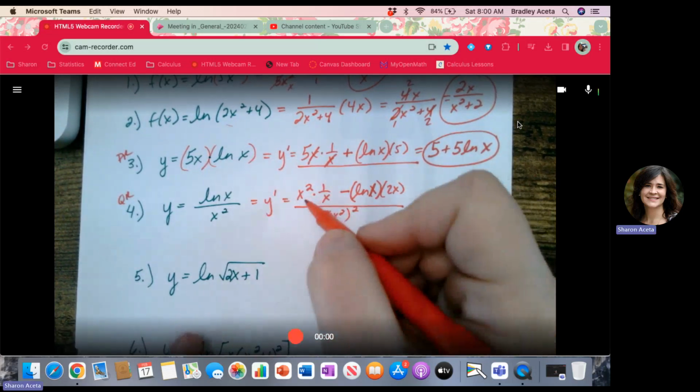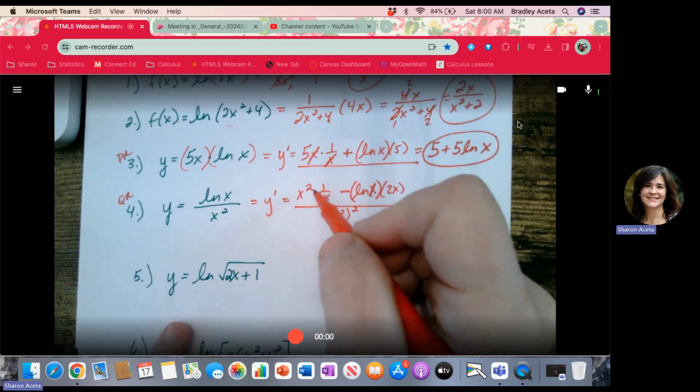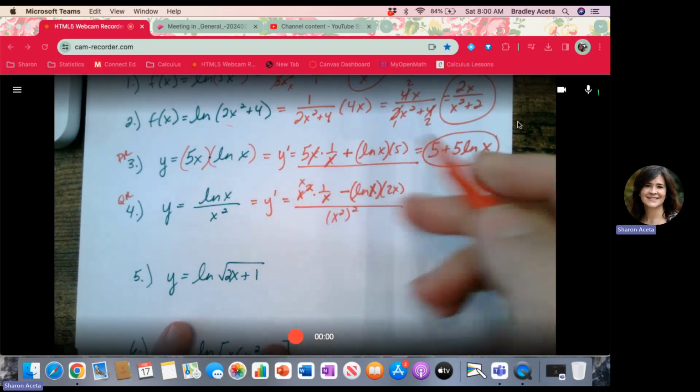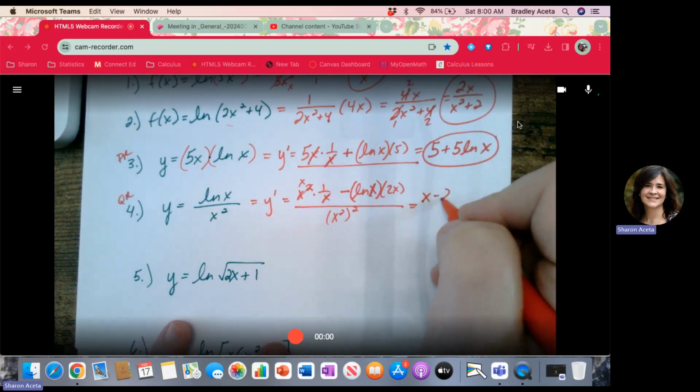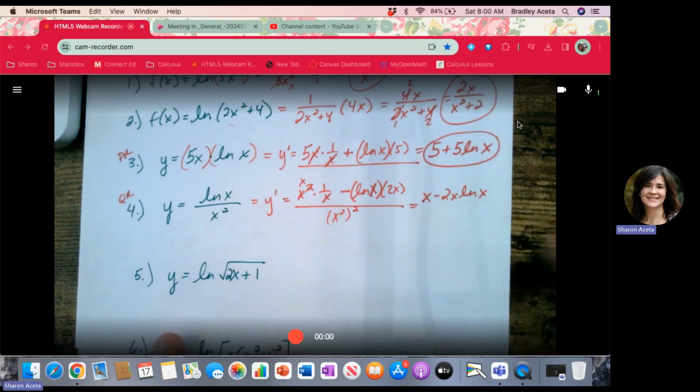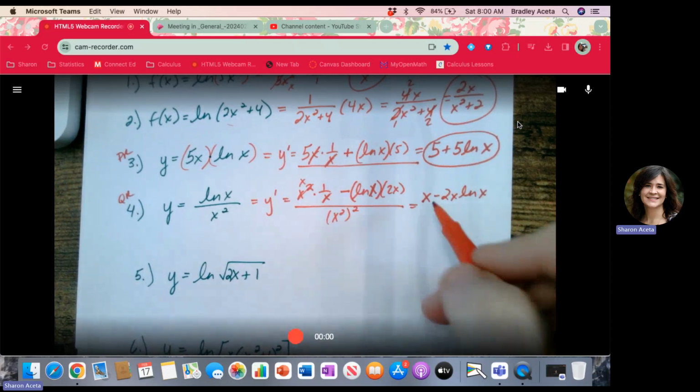So let's clean this up a bit. x squared times 1 over x would cancel to just an x on top. This 2x, again, I like to bring it to the front. I like my e's in the back, my ln's in the back. And then this goes over x to the 4th.